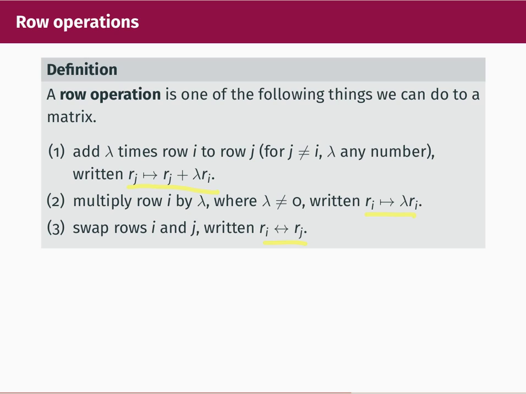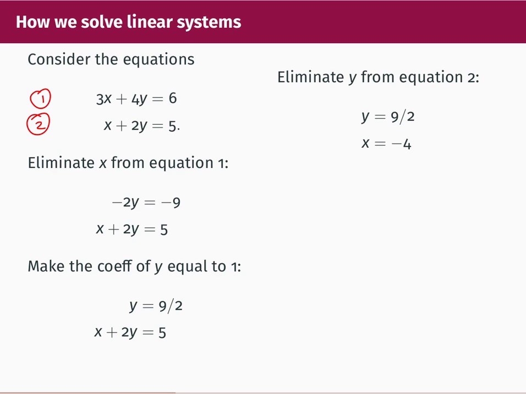Let's go back to our previous example and look at the corresponding row operations to the manipulations we did. We begin with this system of linear equations, whose augmented matrix is 3, 4, 6, 1, 2, 5. As I said before, some people like to put dots here in their augmented matrices. I'm not going to do that. It's fine if you want to.